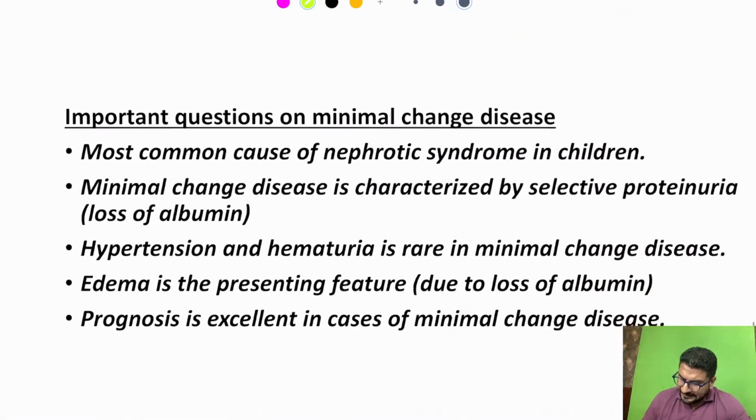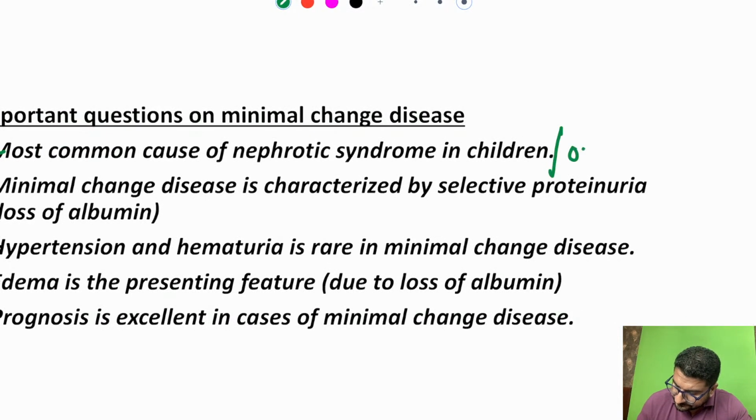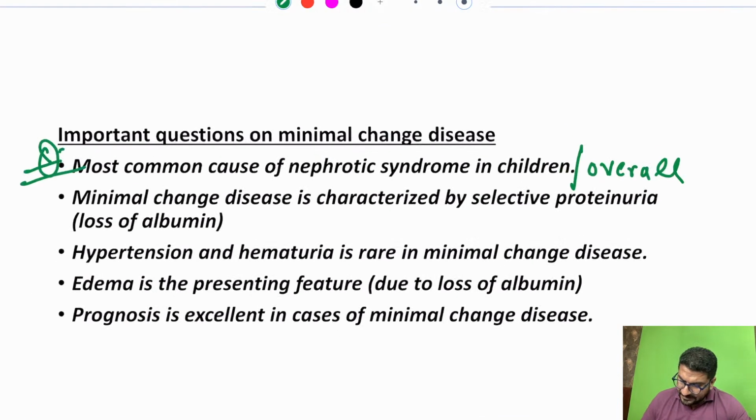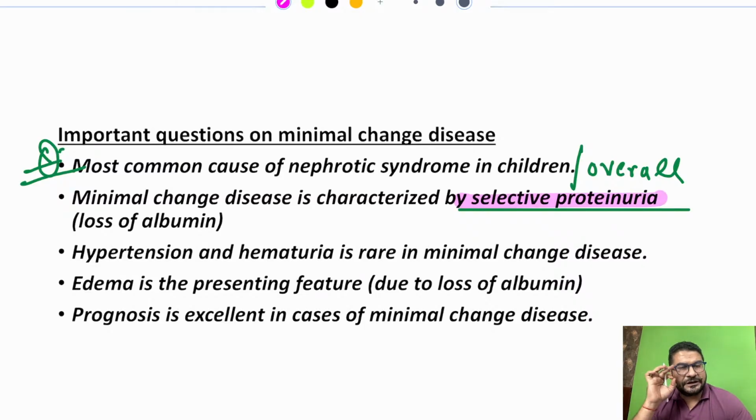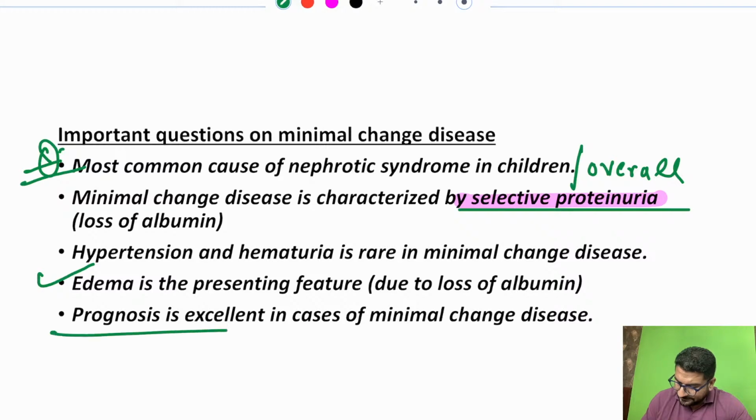Now, what questions do they ask on minimal change disease? This is the most common cause of nephrotic syndrome in children and overall. Minimal change disease has selective proteinuria. What is the meaning of selective proteinuria? It means there is only loss of albumin. Other proteins generally do not go, only albumin is lost. Then they ask about hypertension; hematuria is rare. The main feature will be edema, which is very important.